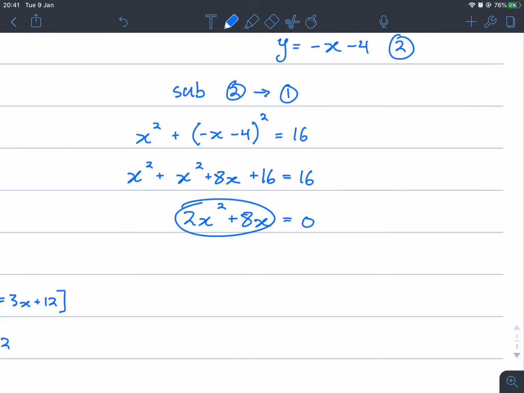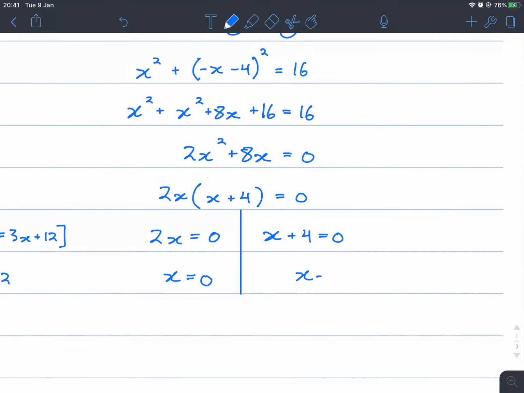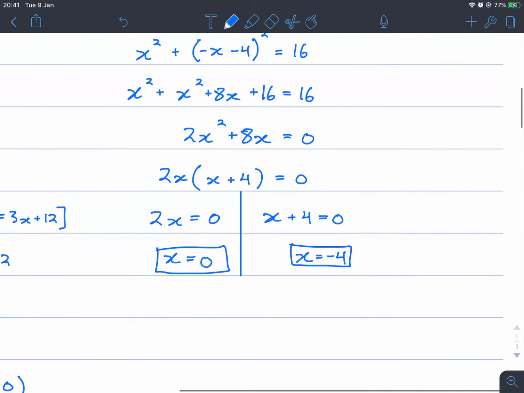Factoring this left side, we can factor out a 2 and an x, giving us 2x times x plus 4 equals 0. And from here we can take the two solutions, we can let this factor equal 0, so 2x equals 0, x equals 0. That's one x solution. We can now factorize this one and let that equal 0, so x plus 4 equals 0, x equals -4. Here are my two x solutions.